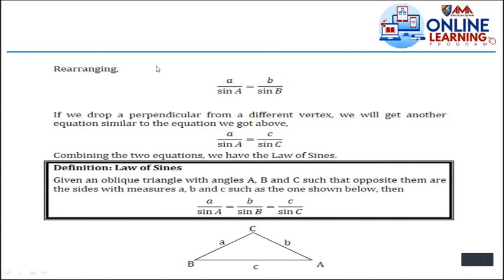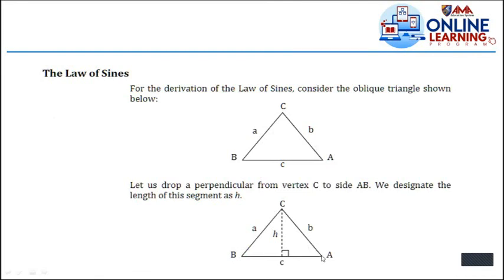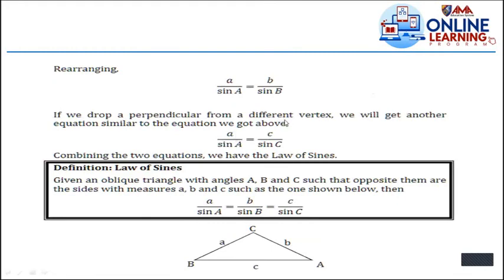Rearranging the equation, we have side a over the sine of angle A is equal to b over the sine of angle B. Also, if you drop a perpendicular from a different vertex, we will get another equation similar to the one we got above. If we drop it from vertex A, we form two right triangles. If we equate using the same procedure, we get a over sine A is equal to c over sine C. Combining the two equations, we have now the law of sines.